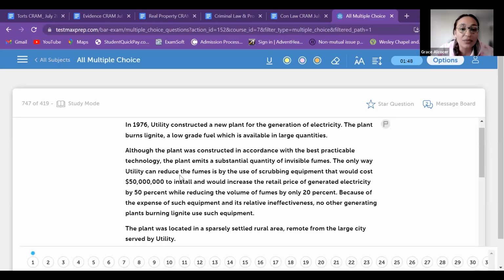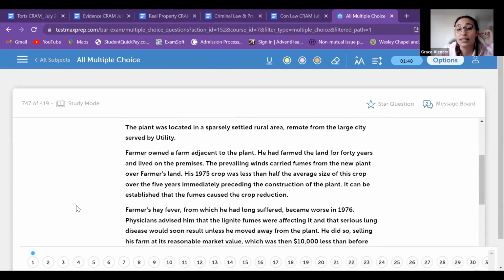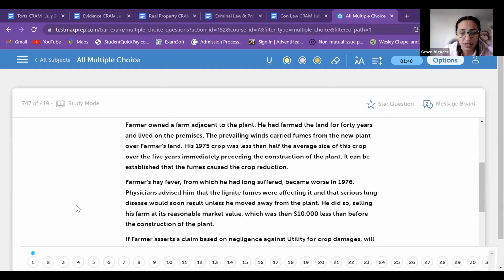Sorry. The only way utility can reduce the fumes is by use of scrubbing equipment that would cost 50 million to install and would increase the retail price of generated electricity by 50% while reducing the volume of fumes by only 20%. Because of the expense of such equipment and its relative ineffectiveness, no other generating plants burning the lignite use such equipment. The plant was located in a separately settled rural area, remote from the large city served by utility. Farmer owned a farm adjacent to the plant. He had farmed the land for 40 years and lived on the premises. The prevailing winds carried fumes.